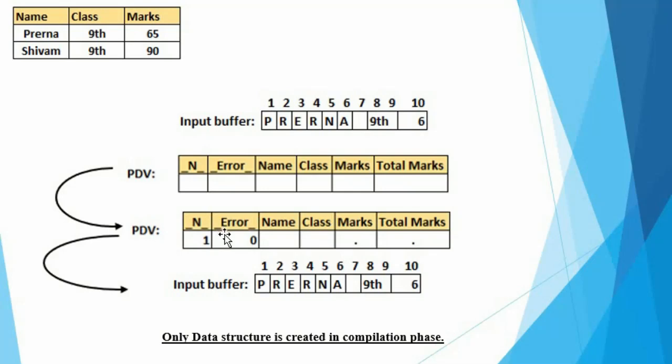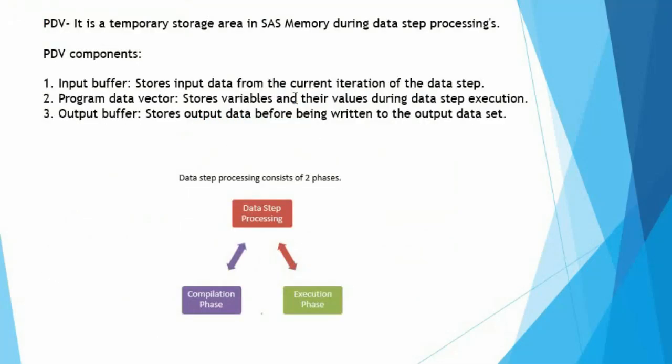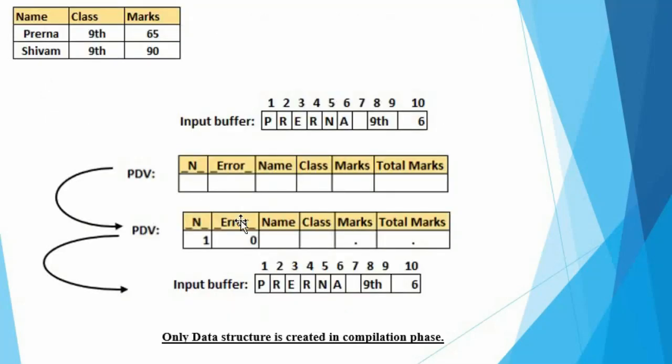And now just look into this diagram. _N_ and _ERROR_: we have a value 1 for _N_, and a value 0 for _ERROR_ because there is no error at the beginning. Now name, class and marks. Name and class are blank because they are character variables. Marks and total marks are numeric variables and are represented by a period. But why is it blank? Because if we notice, it is mentioned that PDV stores variables and their values.